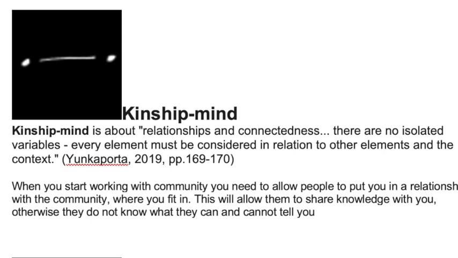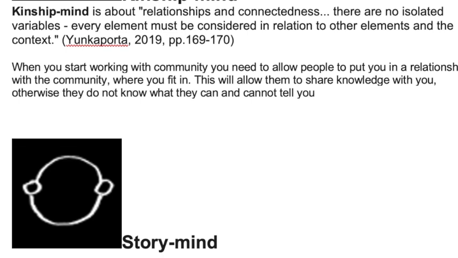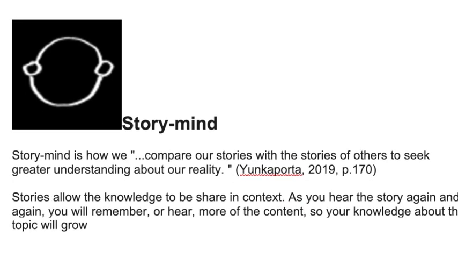The first symbol is kinship mind. Kinship mind is about relationships and connectedness. There are no isolated variables. Every element must be considered in relation to other elements and the context. When you start working with community, you need to allow people to put you in a relationship with the community, to say where you fit in. This will allow them to share knowledge with you. Otherwise, they do not know what they can and cannot tell you because you have no relationship to anyone.